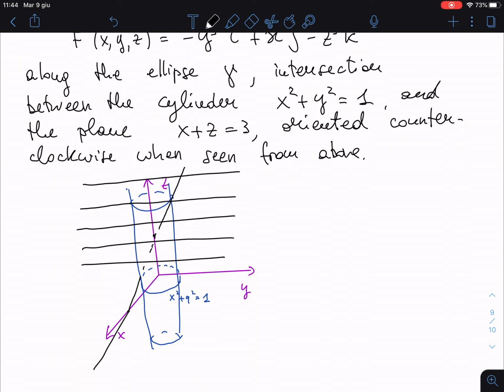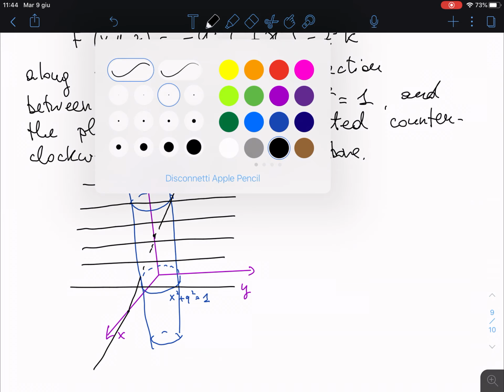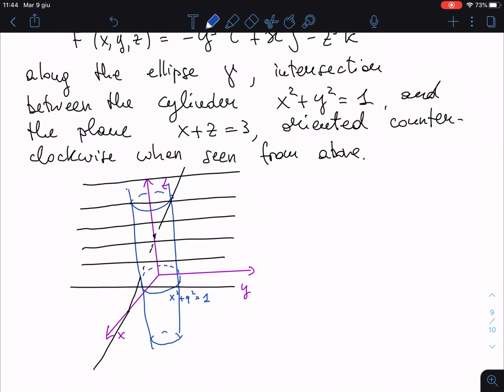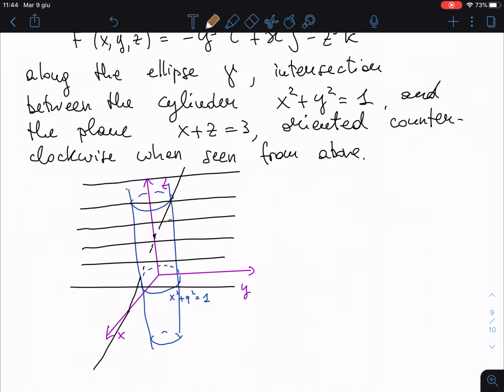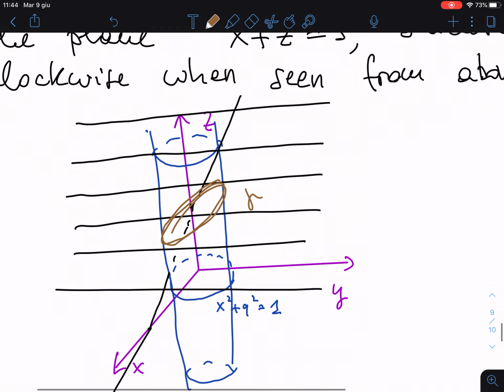Of course I'm not very good at doing pictures, but the idea is that the intersection of this cylinder and the plane, which is not orthogonal to the axis of the cylinder, is not a circle but an ellipse. Try to do this picture by yourself much better than I did here, but what you find at the end is something like that. This is gamma. Gamma has to be oriented counterclockwise when seen from above, and this is the correct orientation you have on gamma. Okay?